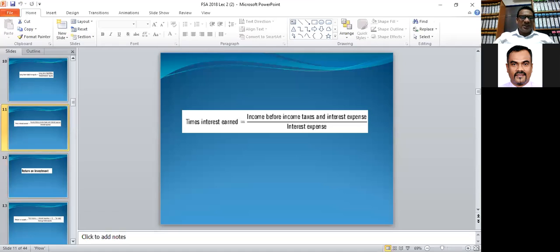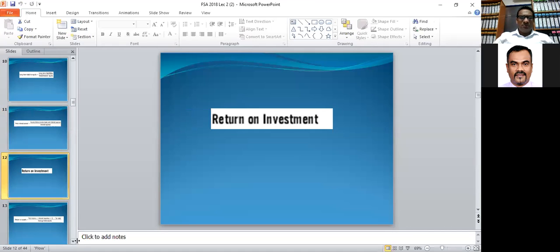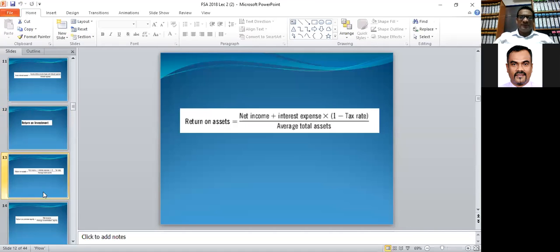So after gearing ratios, we come to profitability ratios, ROI, return on investment. Let's first calculate return on various assets. Now, tell me first, what do you mean by return? In accounting, what do you mean by return? Return means what?